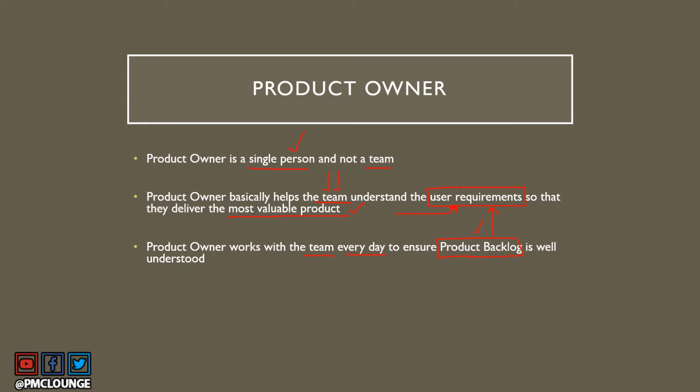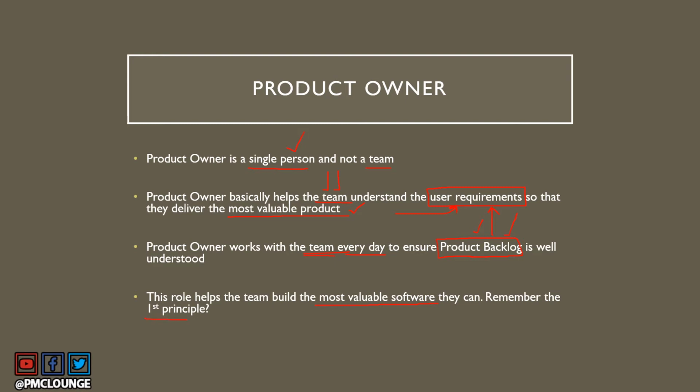So the product owner, or the PO, is going to work with the team every single day, and his or her work here is to ensure that the team understands the product backlog. This role helps the team build the most valuable software that they can.